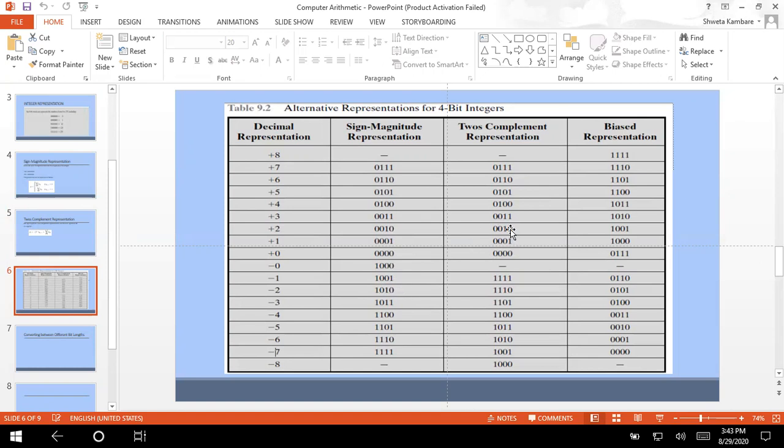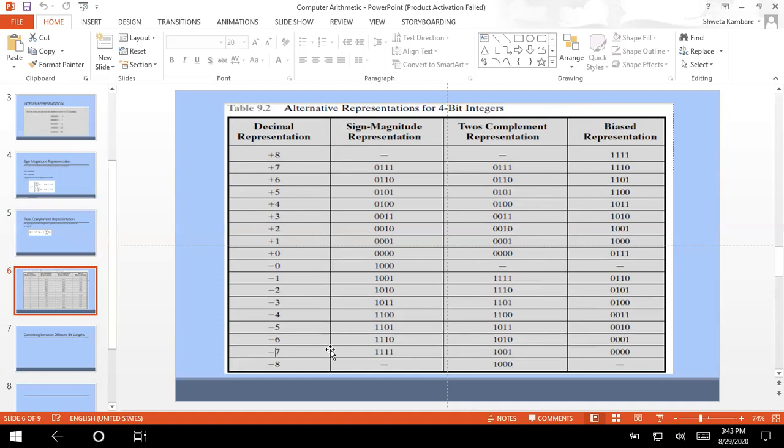But in case of 2's complement representation, this is your plus 1. For minus 1, you have to take its 2's complement. So it will be 1110 plus 1, that will be 1111. For 2, its 1's complement will be 1101, plus 1, and that will be equal to 1110. You can try calculating all these numbers and how they are represented.